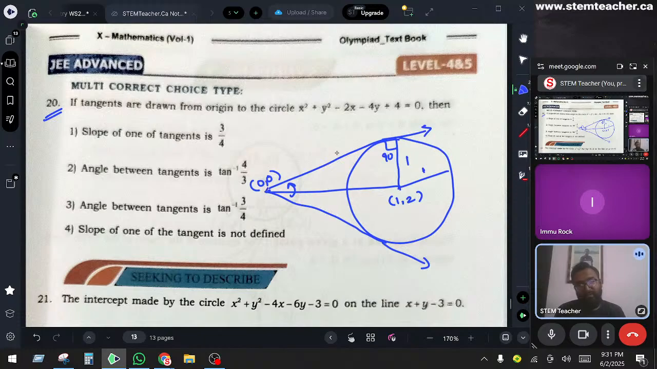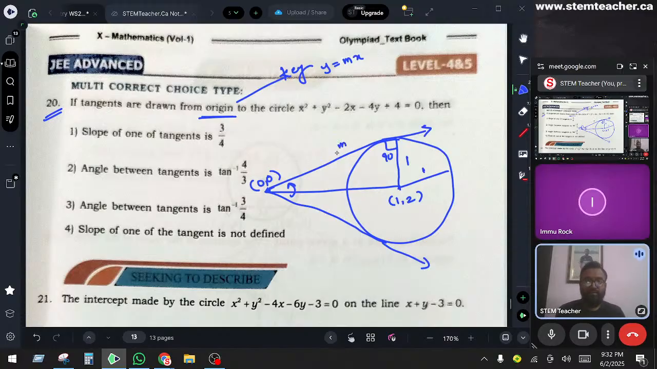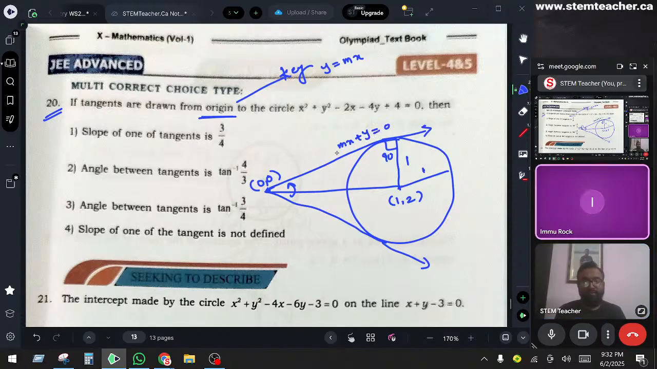अब ये इक्वेशन है, पासिंग थ्रू ऑरिजिन की. This is the key point. What is a line passing through origin? y equals to mx, or this line equation mx plus y is equals to 0. Perpendicular distance is 1. अब आंसर निकालो. अब मुझे m बताओ. Perpendicular distance is 1 from this point to this line. m बताओ. अब खुद ही बताओ.